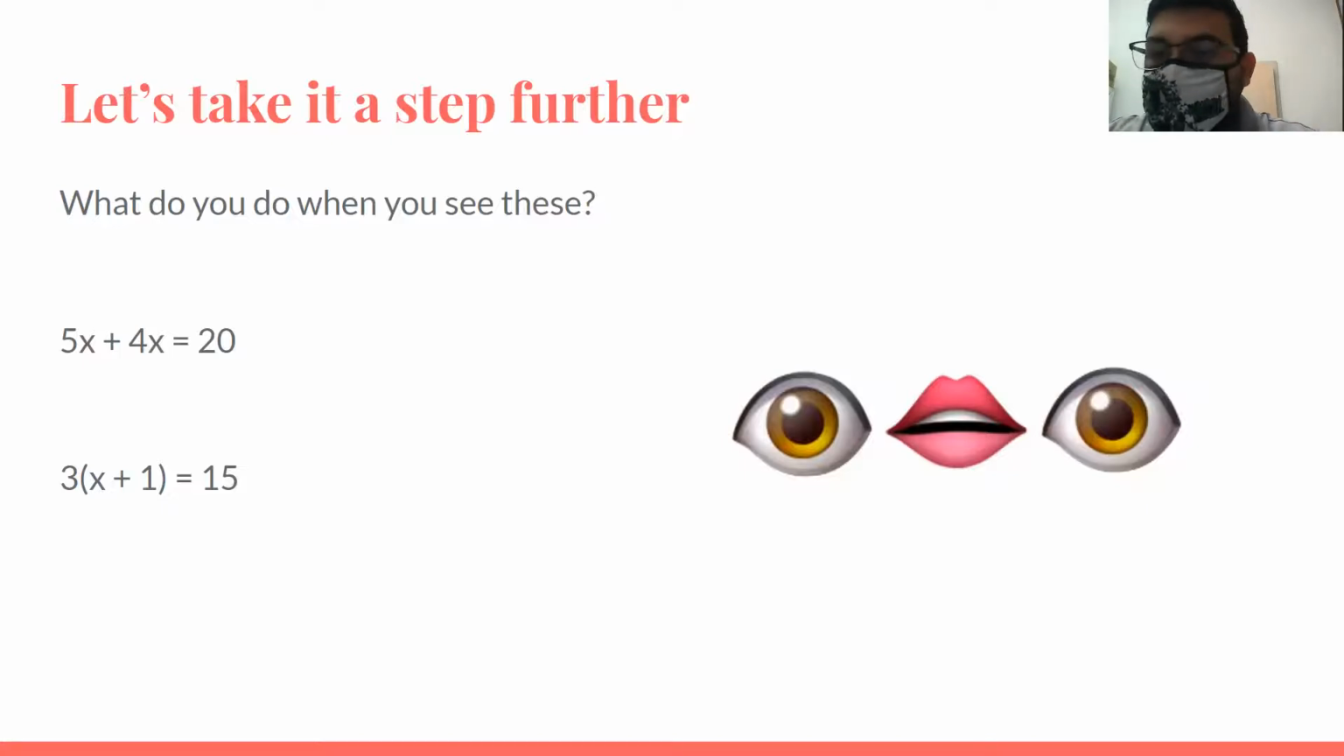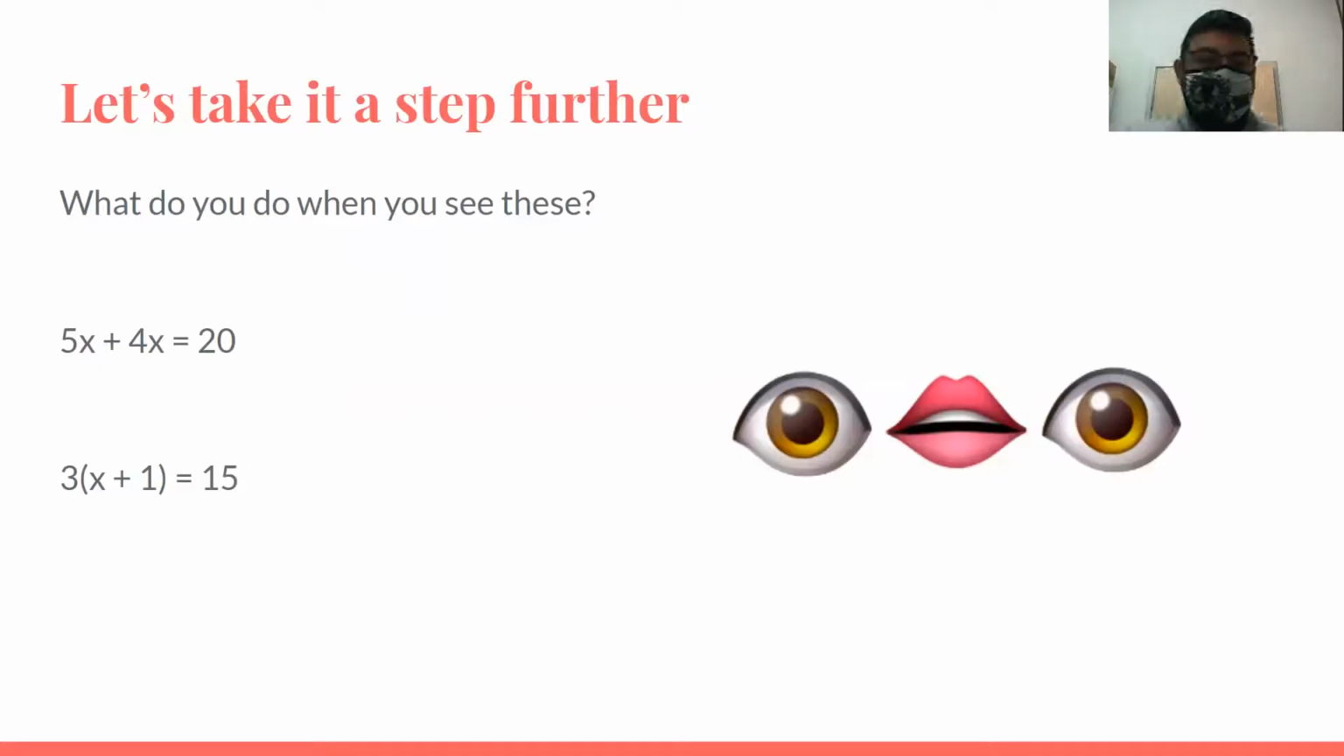All right. I know all of you are making this emoji face, kind of like, oh, how do I solve these? Because how would you solve for 5x plus 4x equals 20? What are you doing? You see two x's. Next, what would you do when you see 3 times x plus 1 equals 15? We'll see.